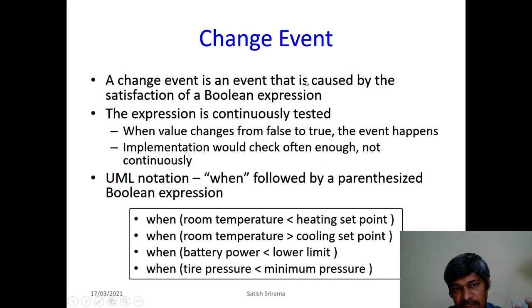In terms of UML notation for this sort of change event, when is followed by a parenthesized Boolean expression. Say for example, here are some of the examples. When room temperature is less than heating set point, or room temperature is greater than cooling set point, or say for example, when battery power is less than some lower limit. Okay. These are all change events. Say for example, when tire pressure is less than the minimum pressure. Okay. You can think about a lot of different sort of change events. Okay. Here are some of the examples.